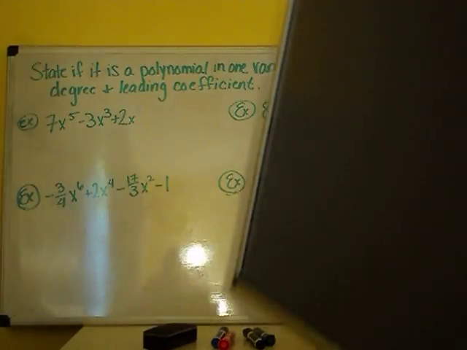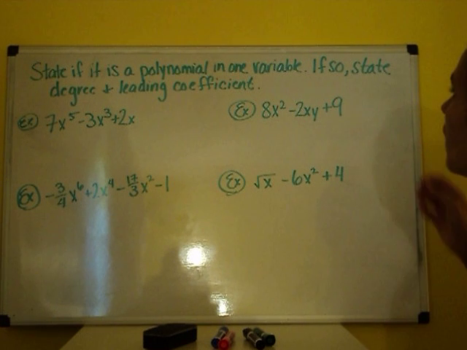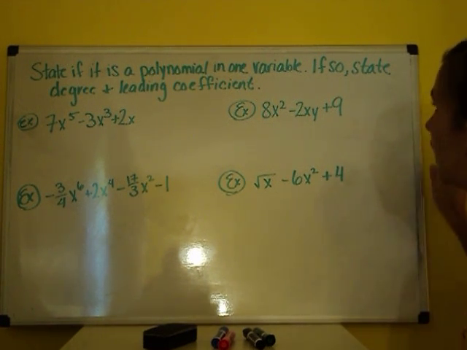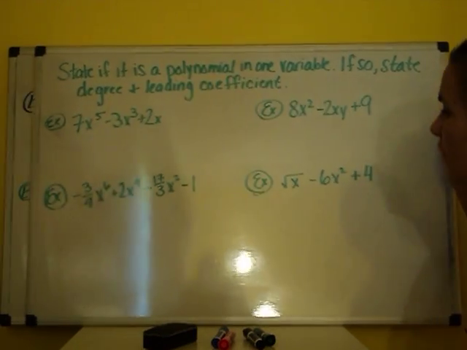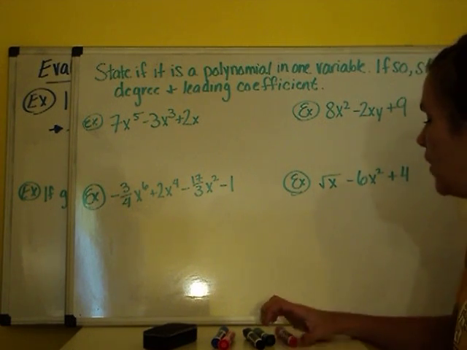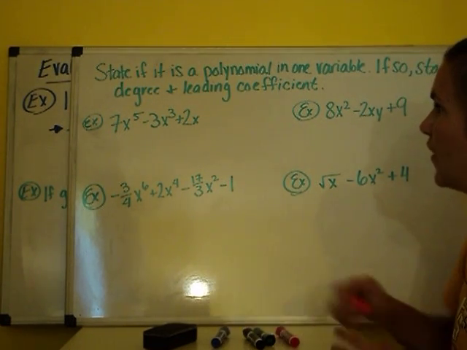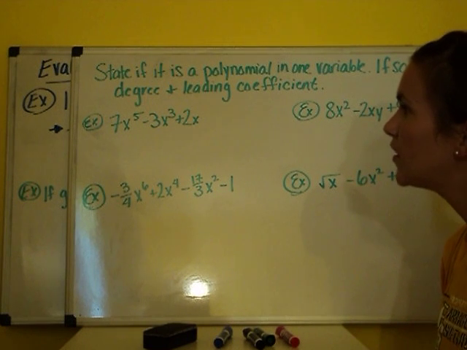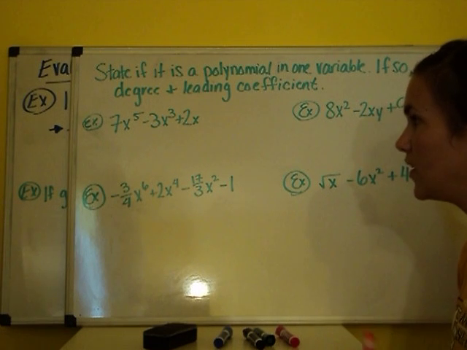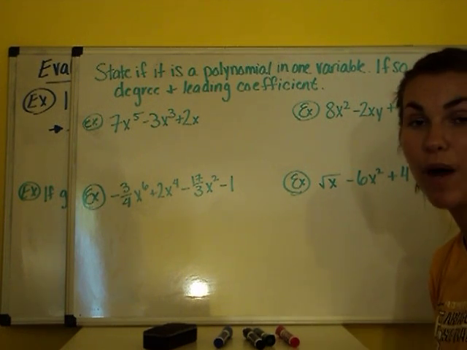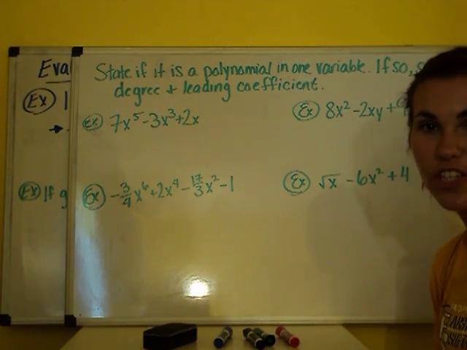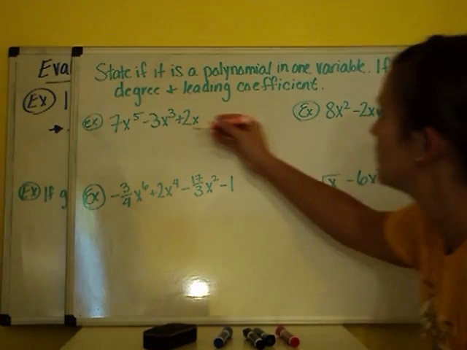Alright, so let's try some examples. First, we want to state if this is a polynomial in one variable, and if so, I want to state the degree and the leading coefficient. We can only have degree and leading coefficient if it is a polynomial. So, 7x to the fifth minus 3x cubed plus 2x. Let's check, do we only have one variable? Yes, we're only dealing with x's. Are all of our exponents positive integers? Yes. And are all of our coefficients real? Yes, this one is a polynomial.